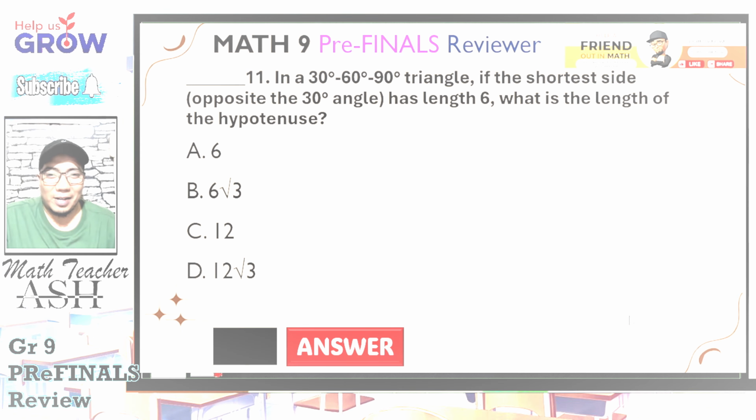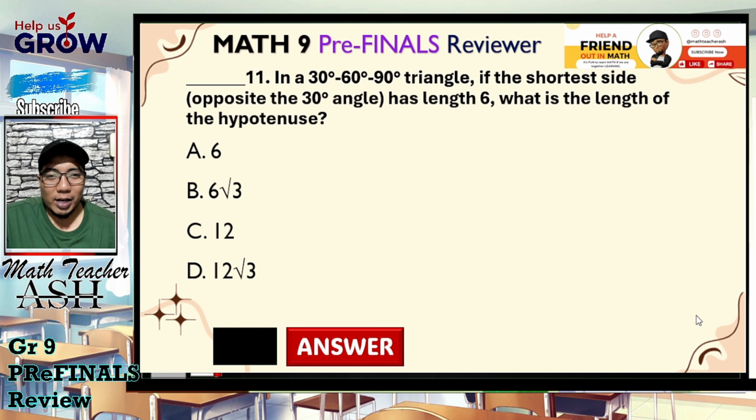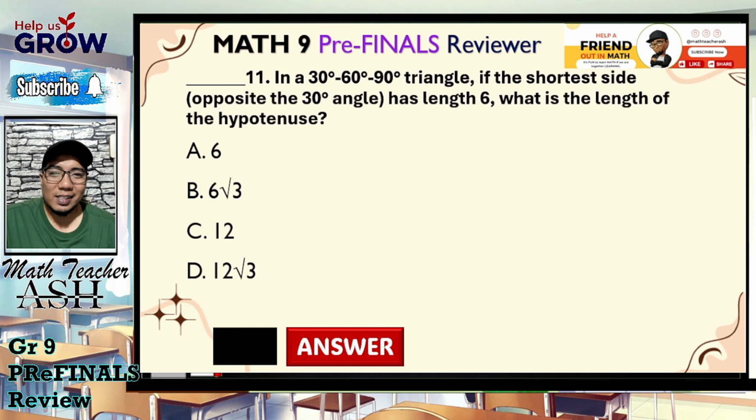Question number 11. In a 30-60-90 triangle, if the shortest side opposite the 30-degree angle has length 6, what is the length of the hypotenuse? Is it A, 6, B, 6 square root of 3, C, 12, or D, 12 square root of 3? I'll give you 5 seconds to think about your answer.